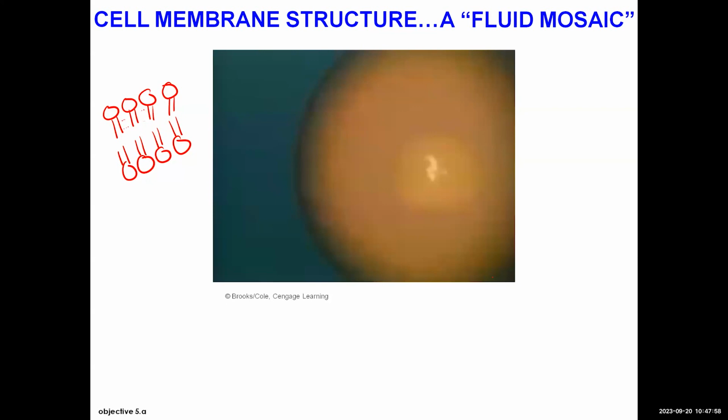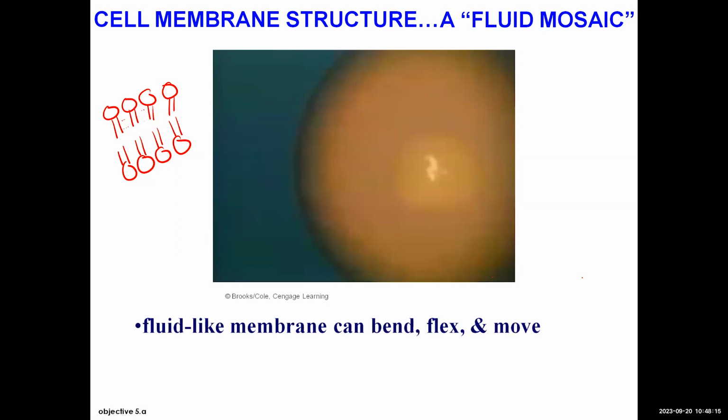Because of this, we often refer to this as a fluid mosaic. Mosaics are images that are made up of multiple smaller images that individually don't mean a lot, but together can form a full picture. And the membrane is like that as well. Most of the membrane is these phospholipids, but on top of that, there are other things attached to the membrane. Because it is not a rigid structure, the membrane is able to bend, flex, and move.